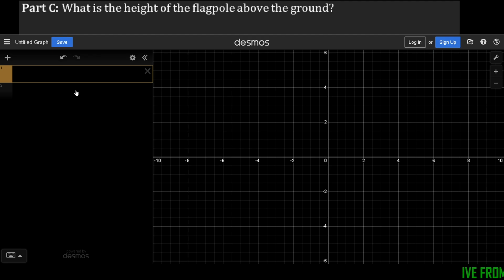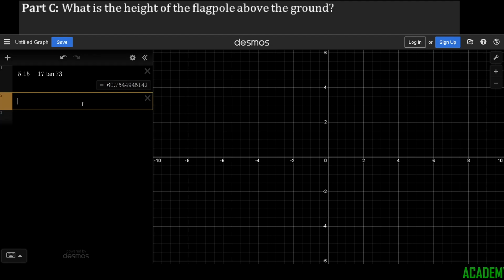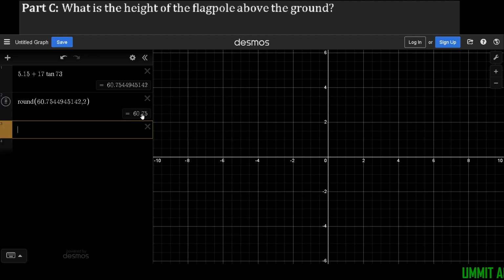So what we're going to say is this. Let's type in exactly what we have. So we say 5.15 plus, then we have 17 tangent of 73. So we get our value, and let's make sure we round, comma 2. So I round, parentheses, paste, comma 2 to get our answer. So we're going to say that the height of the flagpole is going to be 60.75. Write that down.